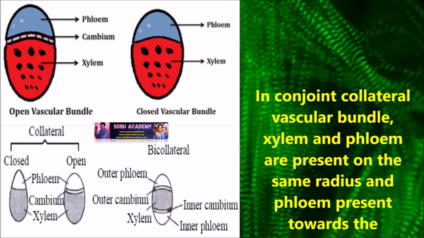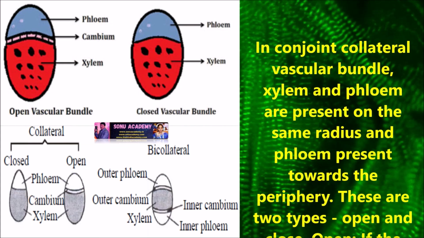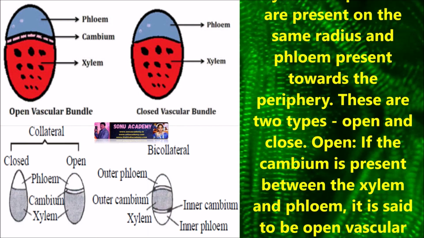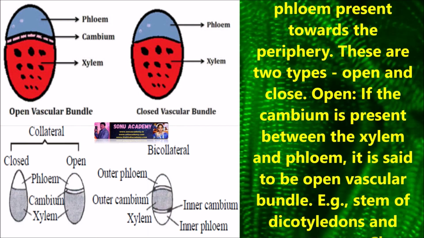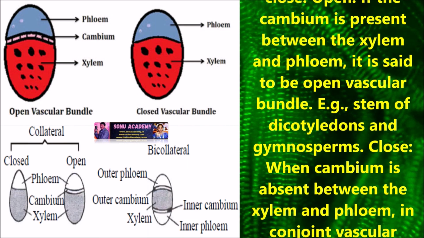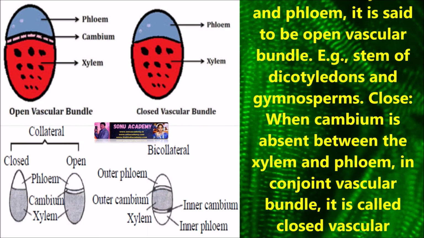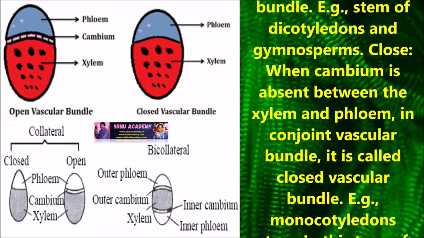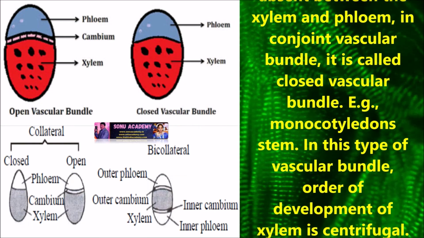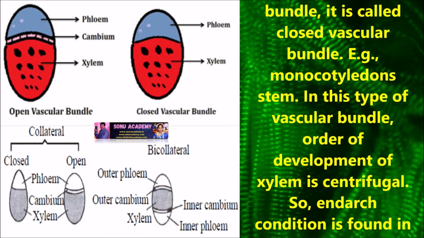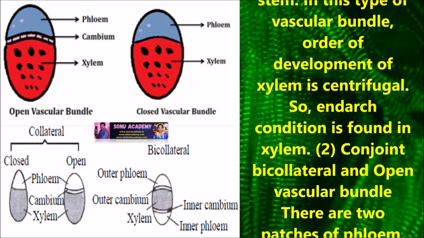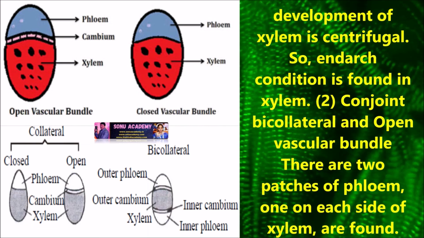First, conjoint collateral. In a conjoint collateral vascular bundle, xylem and phloem are present on the same radius and phloem is present towards the periphery. Again, these are of two types, open and closed. Open: if the cambium is present between the xylem and phloem, it is said to be an open vascular bundle. Examples: stem of dicotyledons and gymnosperms. Closed type: when the cambium is absent between the xylem and phloem in a conjoint vascular bundle, it is called a closed vascular bundle. Example: monocotyledonous stem. In this type of vascular bundle, the order of development of xylem is centrifugal, so the endarch condition is found in xylem.